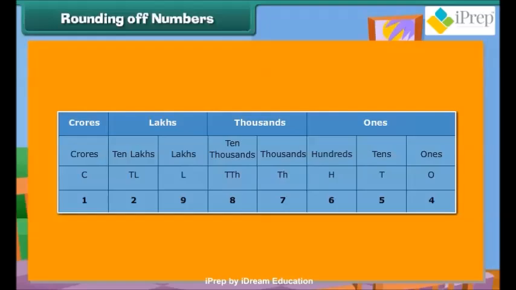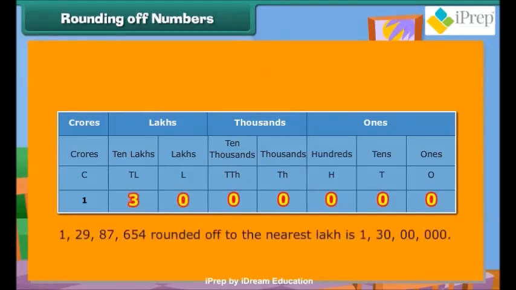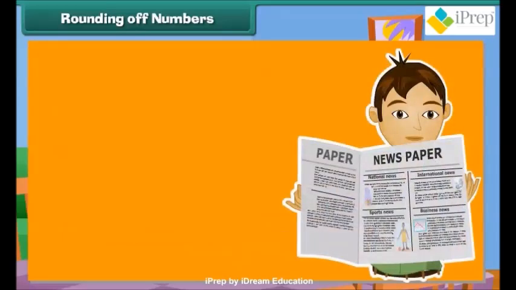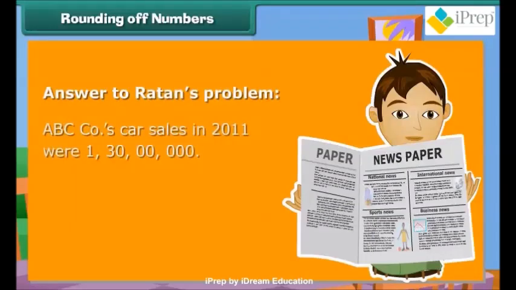We now round off 129,87,654 to the nearest lakh. Consider the figure at 10,000's place. It is 8. 8 is greater than 5. We replace it and the digits following it with 0. We increase the digit at lakhs place by 1. 129,87,654 rounded off to the nearest lakh is 130,00,000. Here is the answer to Ratan's problem. ABC Company's car sales in 2011 were 1 crore 30 lakhs.